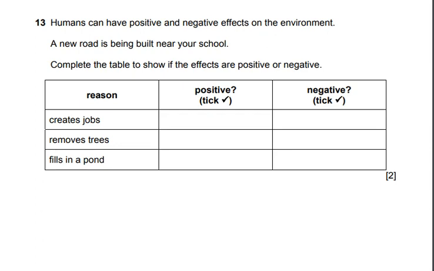So it creates jobs. Is it a positive or negative effect? It's a positive one because people can have jobs. You just tick the positive one. Second, removes trees. Of course, this is something bad, so you tick the negative box. And the last one, fills in a pond. Again, this is something bad because it destroys a habitat. That's why it's a negative one. Next page.